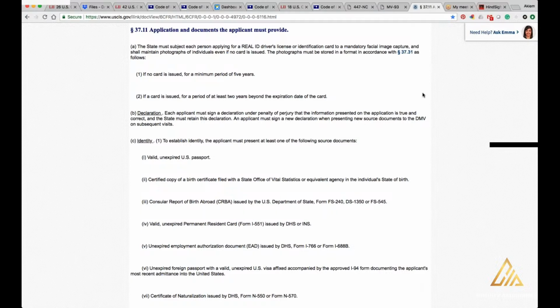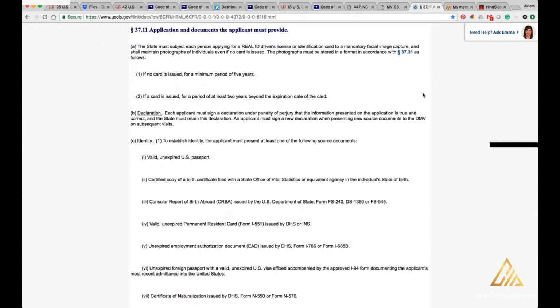The state must subject each person applying for a real ID, driver's license, or identification card to a mandatory facial image capture. So they got to capture your image and shall maintain photographs of individuals even if no card is issued. So if you get in there and they don't give you the card or nothing, they got to maintain that image of you. So when you walking into these places, they're keeping a record of your image.